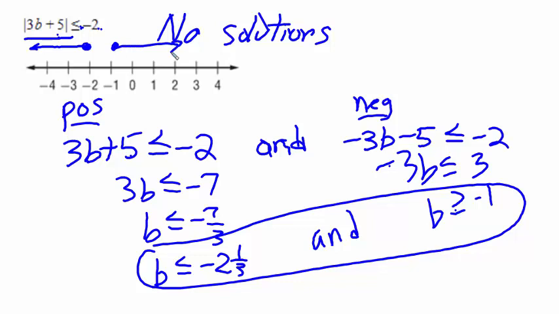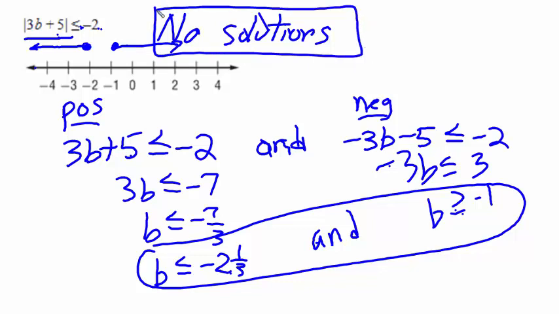You go, wait a minute, since this is an AND problem, for my final answer, I can only include numbers that are in both of these sets at the same time. And these number lines never overlap, so there are no numbers that are in both sets. So again, either way you get there, your answer should be no solutions.